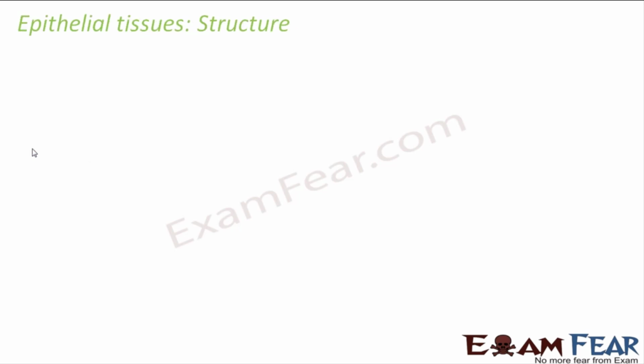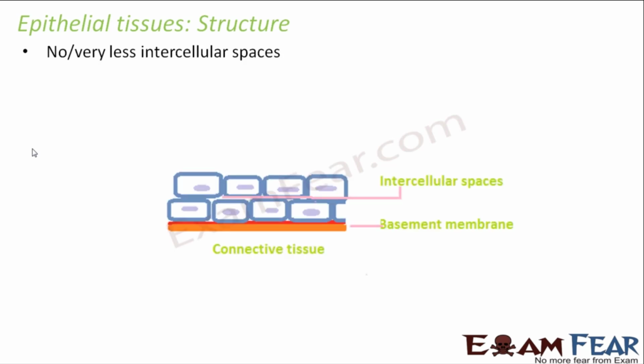Okay, so now let us look at the structure of the epithelial tissues. How do these epithelial tissues actually look? Now, these tissues have no intercellular space or very little intercellular space. I already described why it is so. Because they act as boundaries, and we want the boundaries not to be leaky. We want the boundaries strong and stout. Now, when you look at the structure, you can imagine the structure of an epithelial tissue somewhat like this.